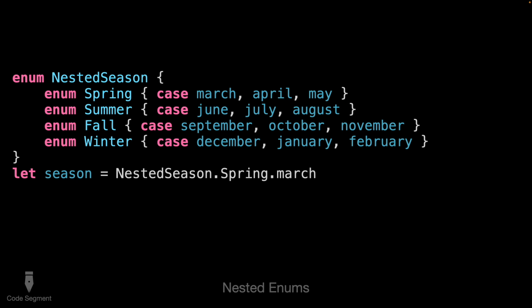So if we wanted to delineate our year into seasons by month, right? We could do this thing where we create this nested season enum, and then we have our different season enums within it, and then the case covers the month for each nested enum. And then the way that we access that is by saying nestedSeason.spring.march or april or may or so on and so forth, right?